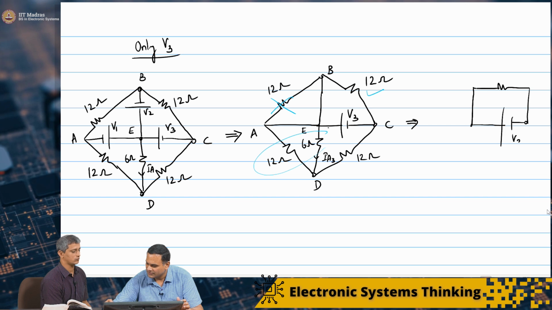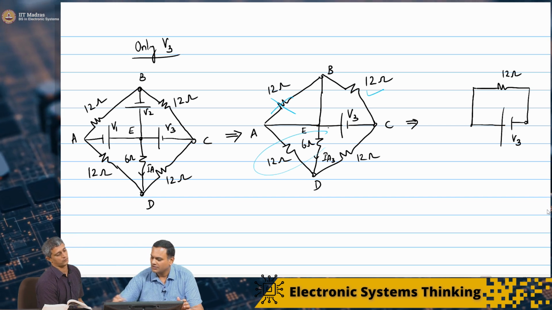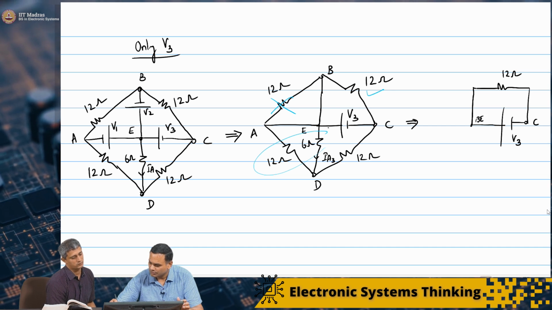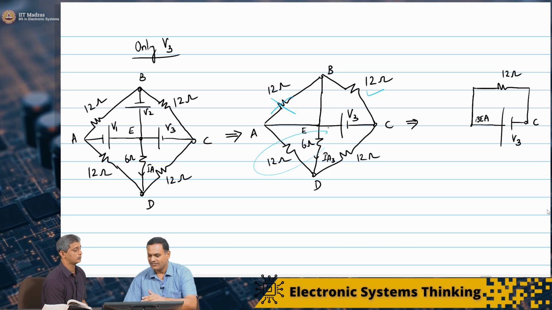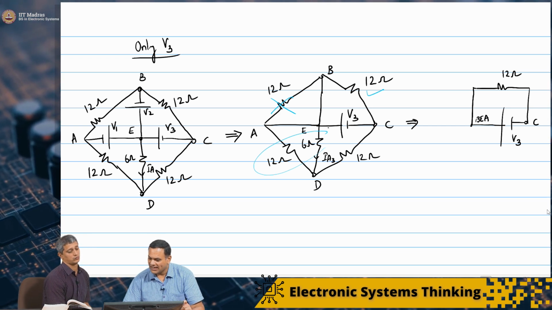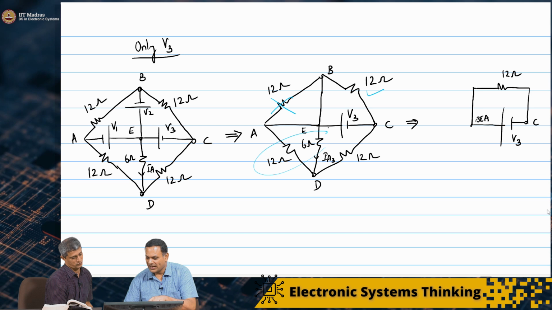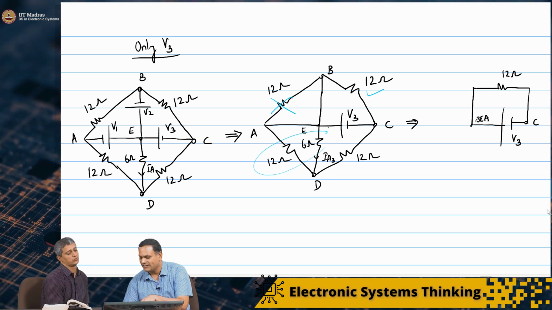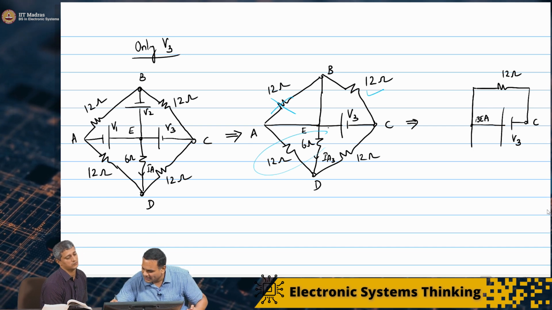So this is V3, 12 ohms. This is C, this is your BEA node. I have removed the northwest 12 ohm resistor. And now I have 3 paths. I have 12 and 6 in parallel, and then in series goes to D and then 12 ohms. So maybe I will show it like this.